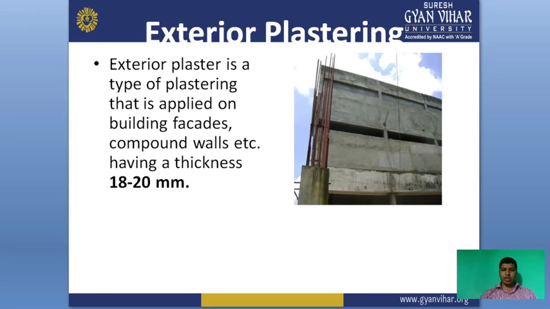This diagram shows the exterior plaster that is used in our projects, like apartments and buildings. Exterior plaster is a type of plastering that is applied on a building facade, compound wall, etc. It has a thickness of 18 to 20 mm. It means the exterior plaster is used on the outside surface area of an apartment or building, and the thickness should be 18 to 20 mm.